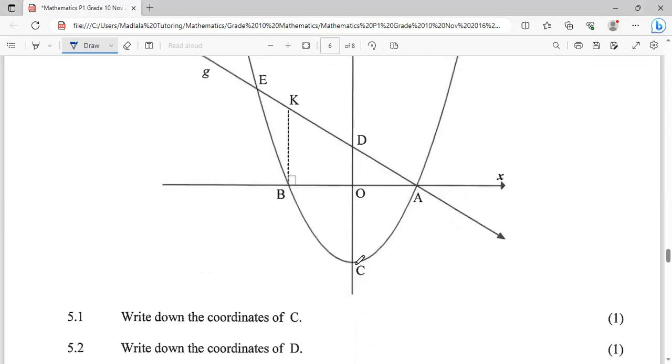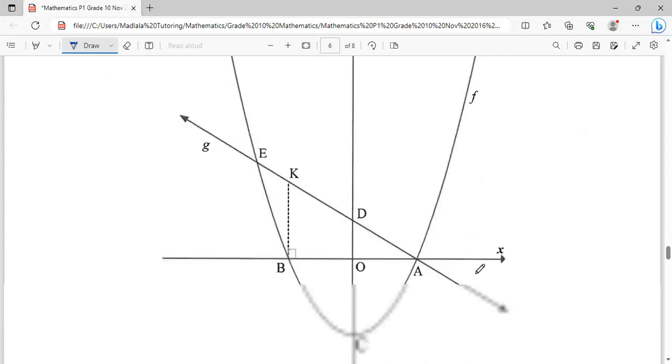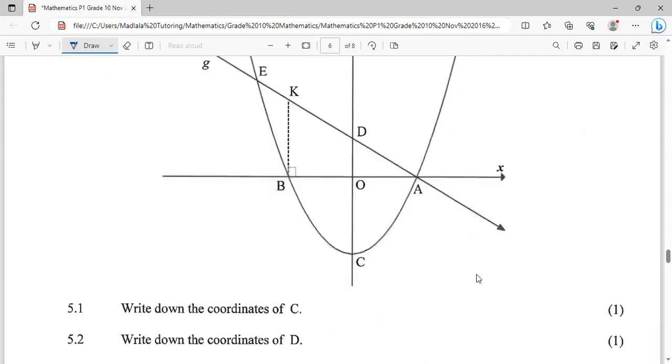So C, we understand, is going to be the y-intercept of the parabolic function. So if we go to the equation of the parabola in standard form, it's supposed to be ax squared plus q. So we said q is the value of the y-intercept. So in this case, it's going to be -4. But now we know the y-intercept is where x is 0. So meaning the coordinates of C will be where x is 0, y is going to be -4, like that. And then you are set.